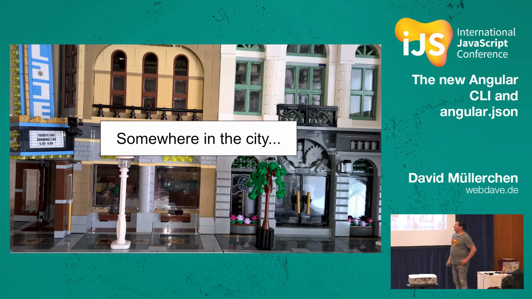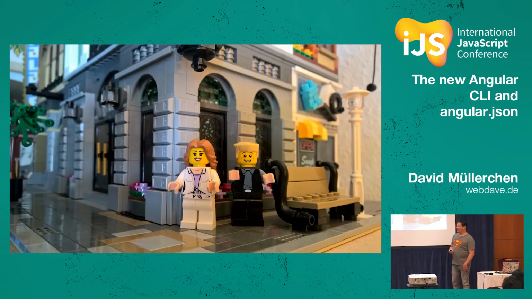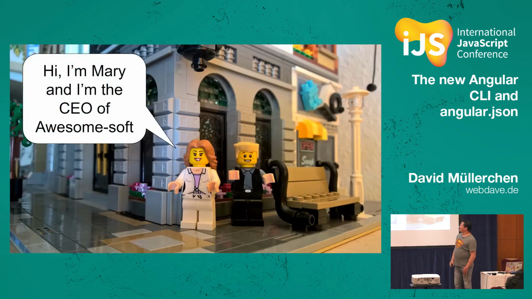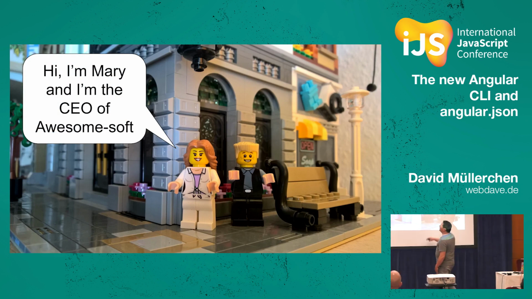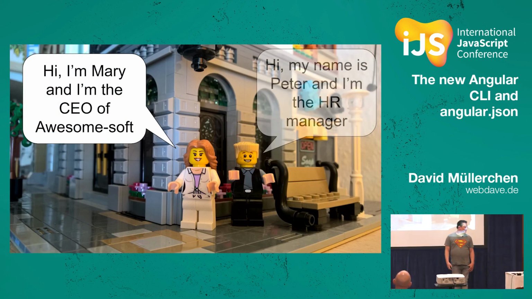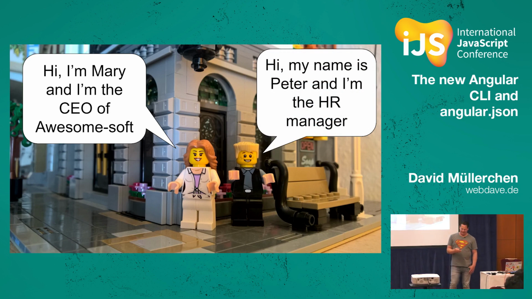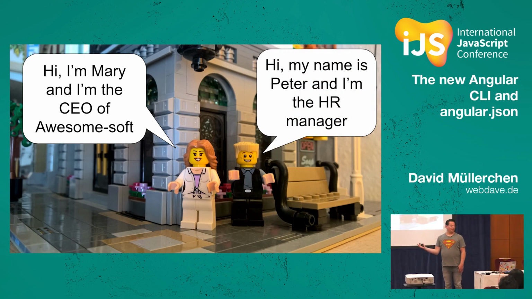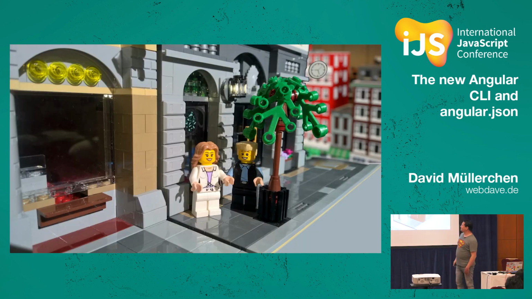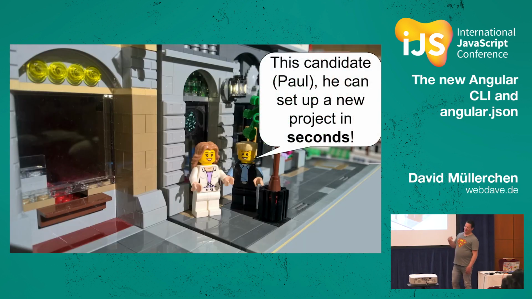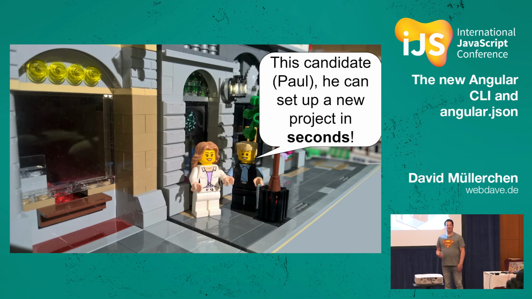Somewhere in the city, this is just storytelling, okay? This is Mary. She is the CEO of AwesomeSoft. And this is Peter, the HR manager of this company. They are on their way to lunch, okay? Peter just had an interview with a candidate called Paul. I try this every time I do this talk: Peter, Paul, and Mary.